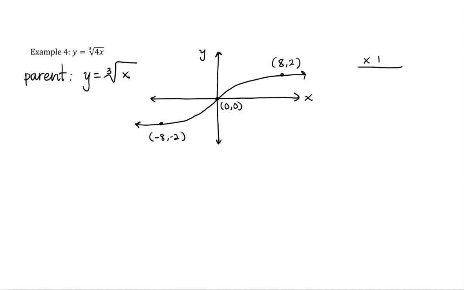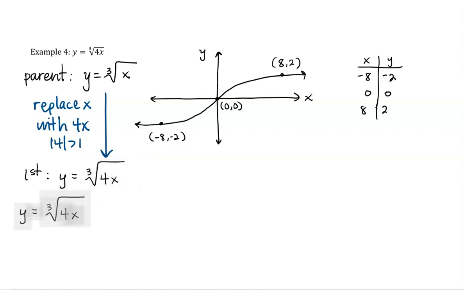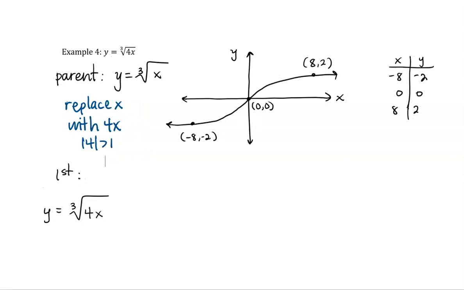And then I'll also make a table with those points, which is our other alternative as opposed to making a graph. This function only has one transformation. It is the 4 that is now on the inside of the function with the x. The equation has changed because we have replaced x with 4x. And it's worth noting that the absolute value of 4 is greater than 1. Let me move this. That is the difference between this equation and this equation.